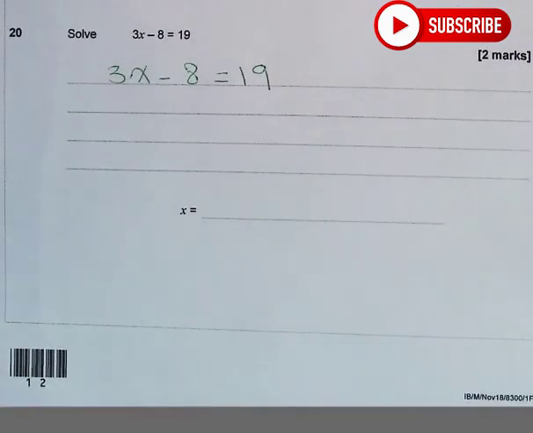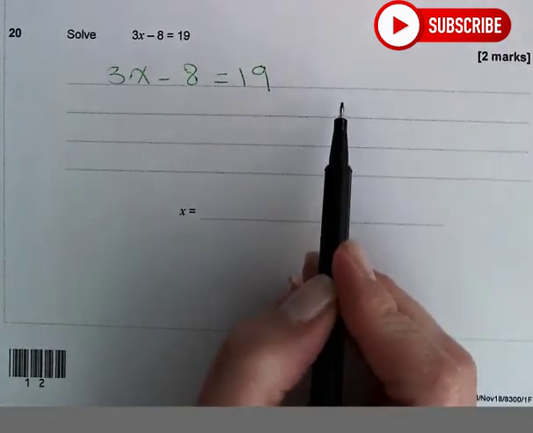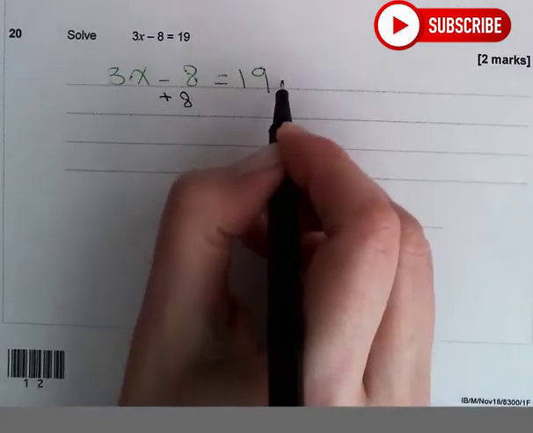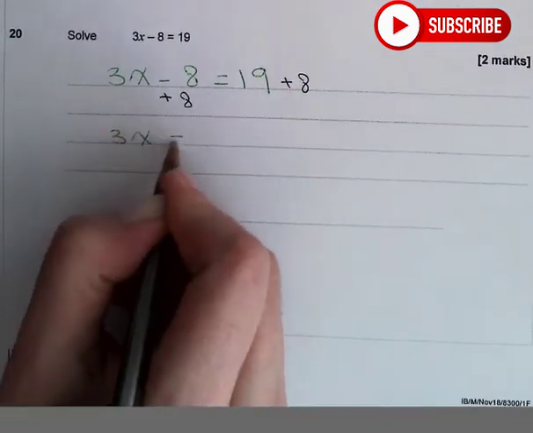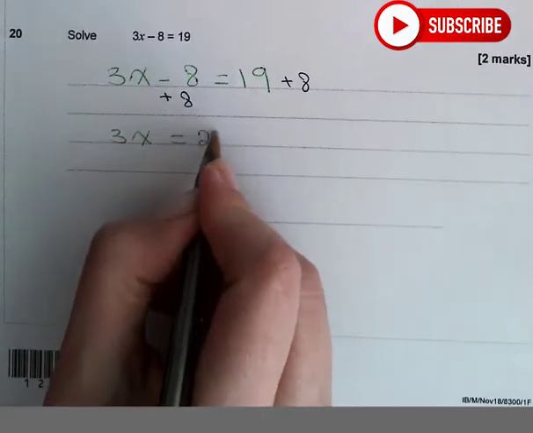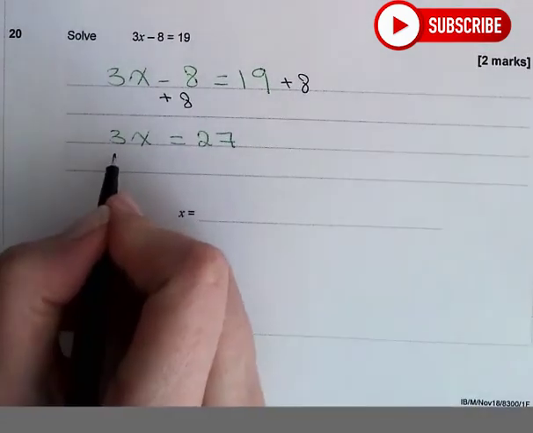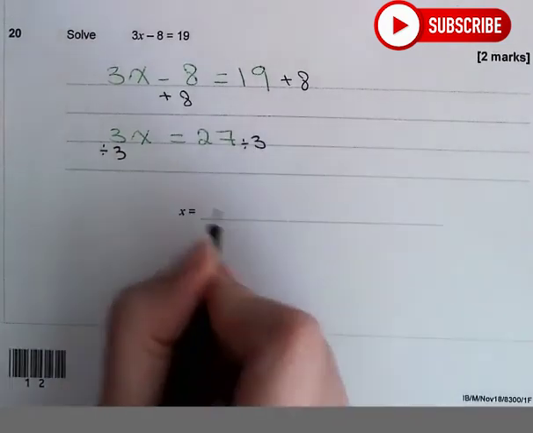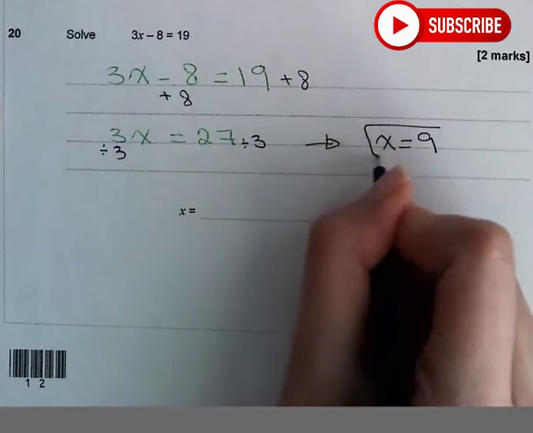We do that by taking the numbers from this side to the other side. We're going to start with the minus 8. We're going to add 8 to both sides. So 3x equals 19 plus 8, which equals 27. 3 is multiplied by x. To get rid of the 3, we're going to divide by 3 and divide by 3. So we are going to end up with x equals 9.